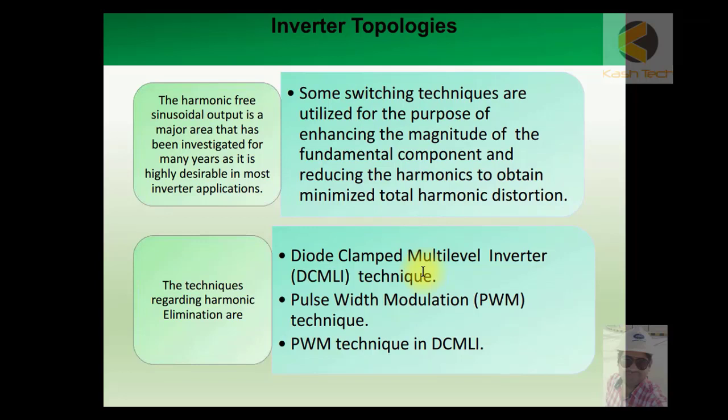So the techniques regarding harmonic elimination are: number one is the diode clamp multi-level inverter, in short called the DCMLI technique. Another technique is pulse width modulation, the PWM technique, and we can also combine these two techniques to make a PWM technique in DCMLI.